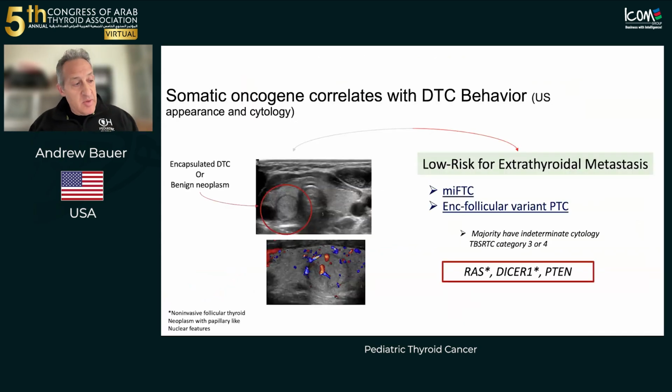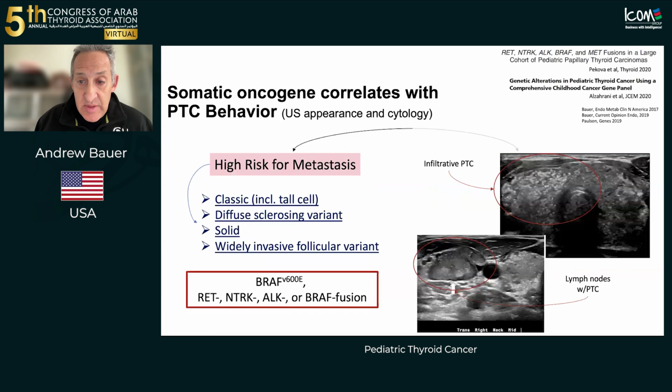And so, as I mentioned, there is a collinearity between what the ultrasound looks like, what the cytology is going to be, and what the somatic oncogene is going to be, and we can use that to plan surgery because it predicts histology as well. So these lesions, which are solid, with smooth margins and no punctate echogenic foci, are likely to be benign or indeterminate. They're likely to have a RAS, DICER1, or PTEN alteration. And if they are malignant, they're most likely to be minimally invasive FTC or encapsulated follicular variant of PTC.